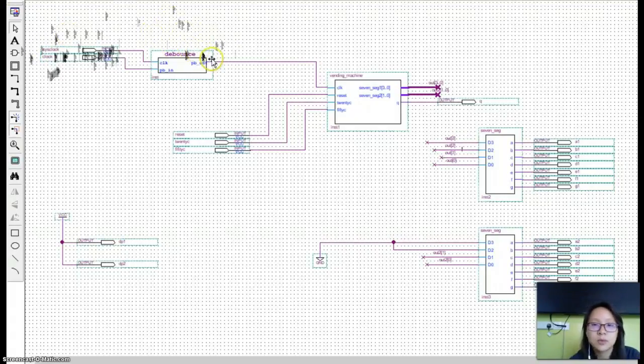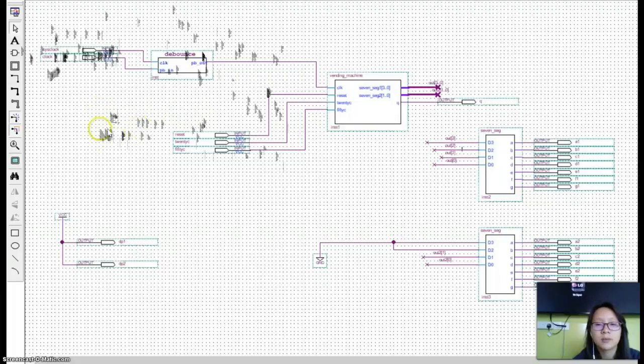For 7 segment 1, there are 4 outputs because 1001 is equivalent to 9. A, B, C, D, E, F, G is our 7 segment output. For 7 segment 2, we have 2 outputs because we only need 0 for the 7 segment 2. Same for the output of 7 segment. D3 and D2 are connected to ground because they are not needed.